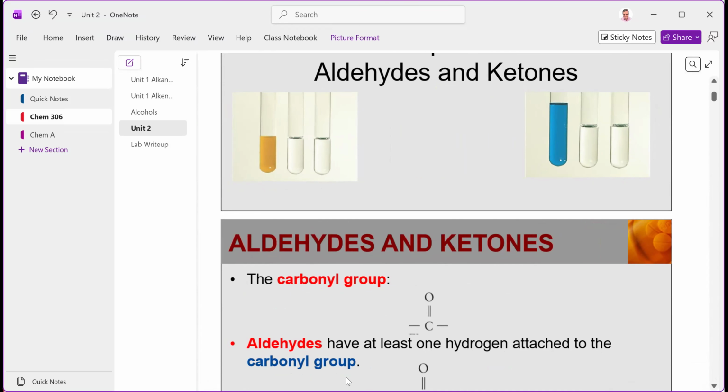Okay, so unit 2, aldehydes and ketones. Now there are going to be 2 subunits for unit 2: aldehydes and ketones, and then carbohydrates. Carbohydrates is our first biochem unit.